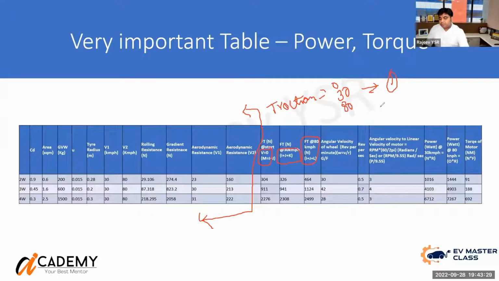Question number 2: at a speed of 30 kilometers per hour velocity, what is the angular velocity of the wheel? Question number 3 is, what is the power in watts that is exerted at 30 kilometers per hour, 80 kilometers per hour? These are the three questions.